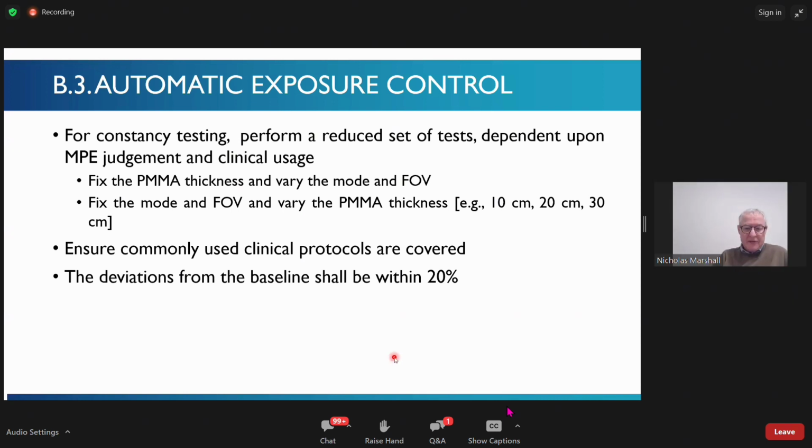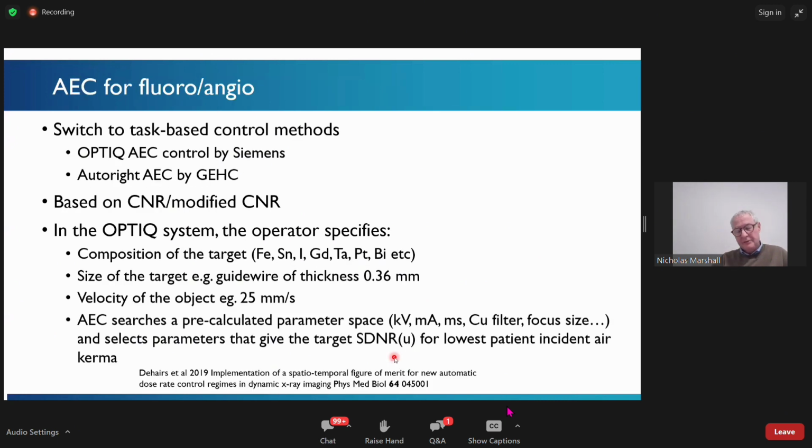Okay. Yes. Next one. I will say that fluoro AEC tests will probably change in the future as well.